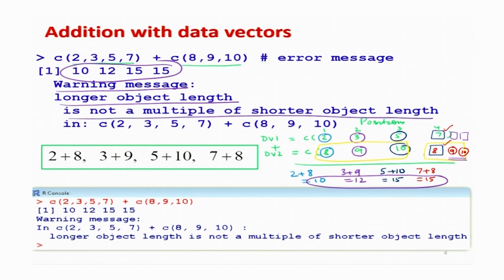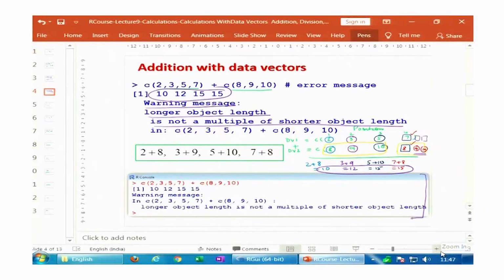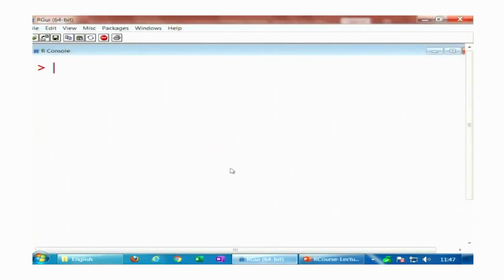So R is trying to inform you that the lengths of the two data vectors are not the same, and they are also not exact multiples. It is trying to do something, but please be watchful and check whether whatever R is doing is correct or not. You can see the same operation when it is done on the R console also. This is how R actually works, and I am sure you now understand how R does things. But before moving further with other operations, I would like to show you what happens when you do it in the R console.